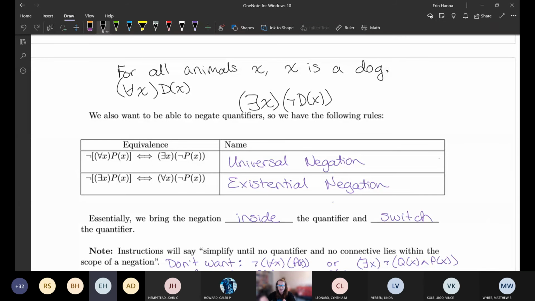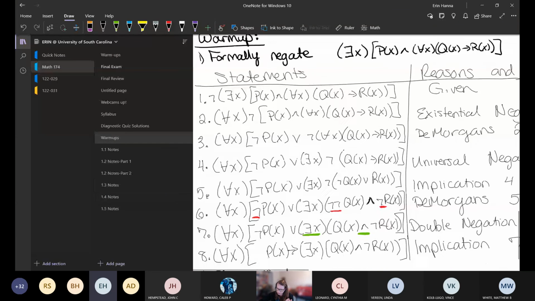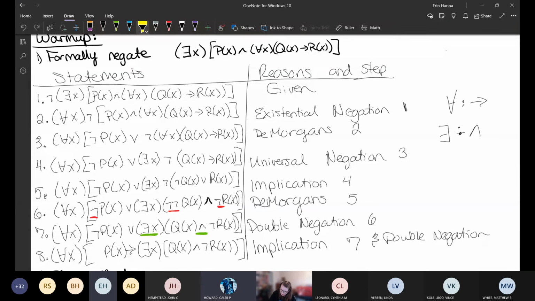If you want to negate a for all statement, you have to find one thing that made that false. Whereas if I say there exists an animal that is not a dog, and you want to prove me false, that there doesn't exist an animal that's not a dog, you'd have to somehow show me that all animals are dogs. So that's why the negation of a there exists is a for all. So what we were doing over here in the warm-up is, since the first thing we have is a there exists, we're using our existential, taking this negation, bringing it inside, and changing the quantifier.